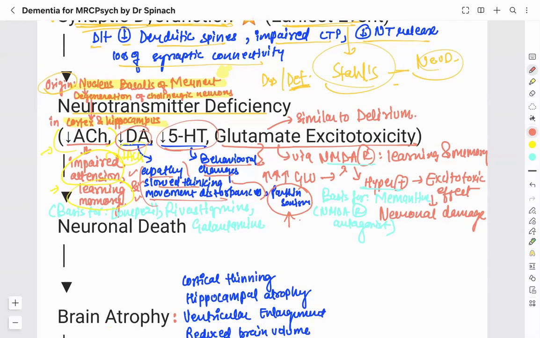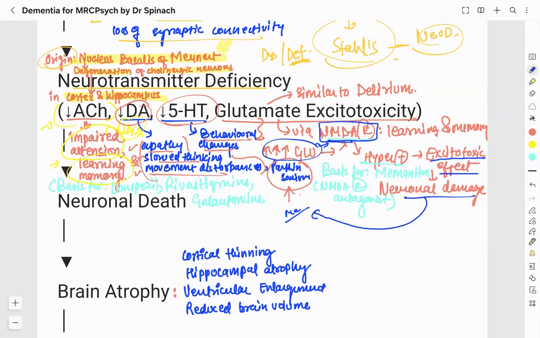Then we have glutamate excitotoxicity. What happens here is glutamate increases. With the increase in glutamate, there is hyperactivation of NMDA receptors on which glutamate binds. There is more inflow of calcium, and more inflow of calcium damages the neurons. This is known as the excitotoxic effect, and therefore neuronal damage happens, leading to problems in memory and other areas wherever the neuronal damage is taking place.